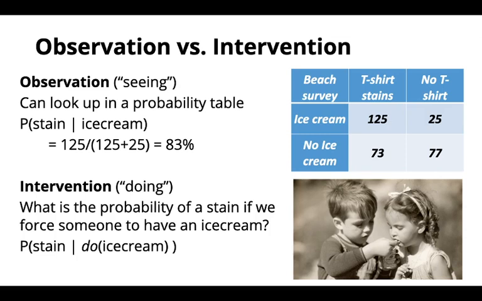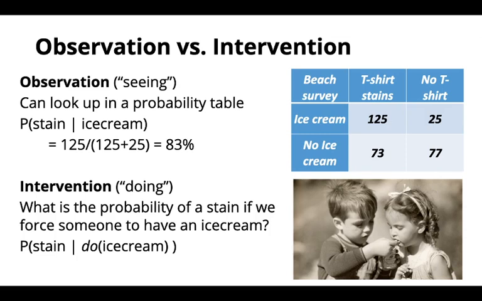But what we really might want to investigate is a kind of intervention. So what is the probability of a stain if we caused someone to eat an ice cream? If we intervened in their life and forced someone to eat, we ran up to them and we made them eat ice cream, would that cause them to be more likely to have a t-shirt stain?